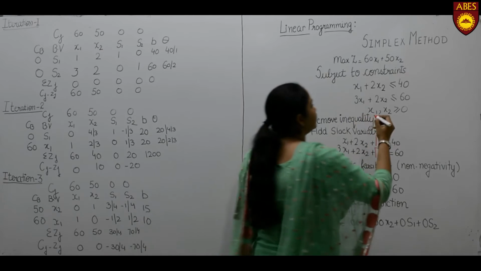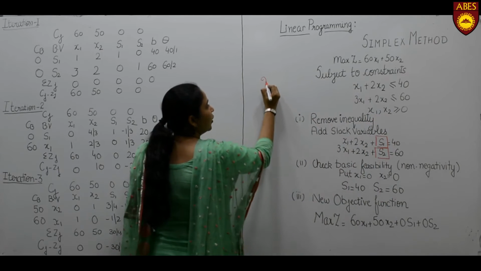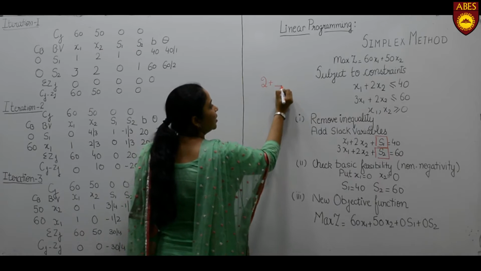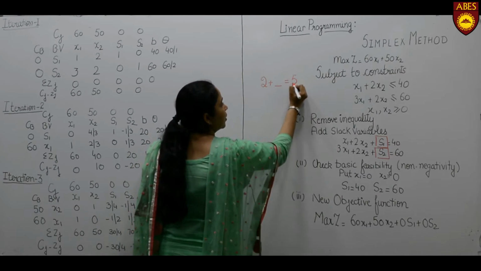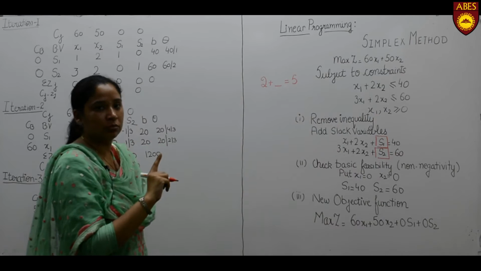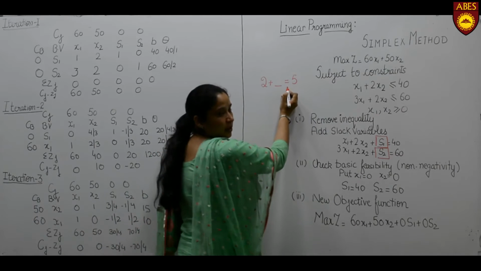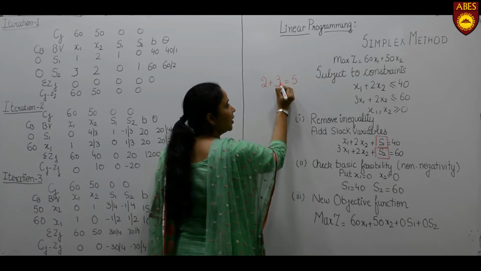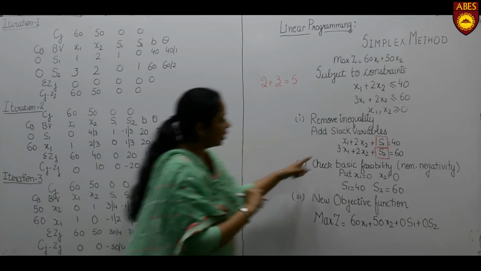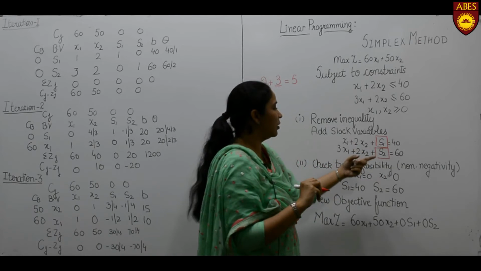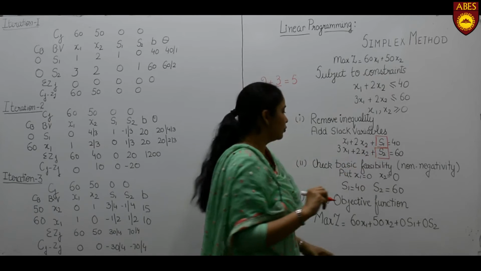For example, when we have 2 plus a blank is equal to 5, to fill this up, we add a 3. So here we add some extra variables over here, that is s1 and s2.